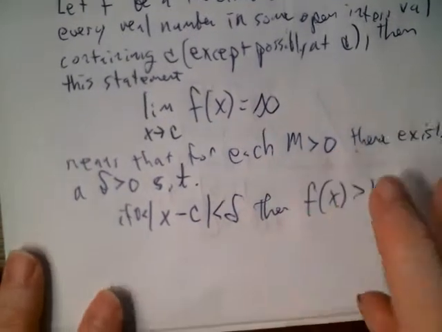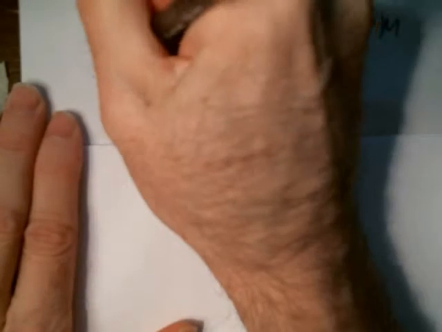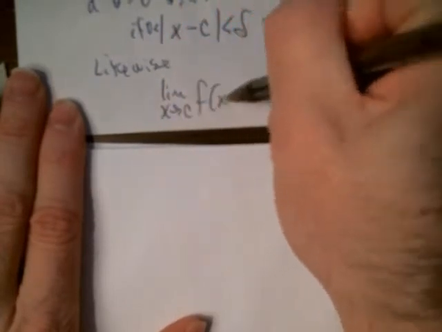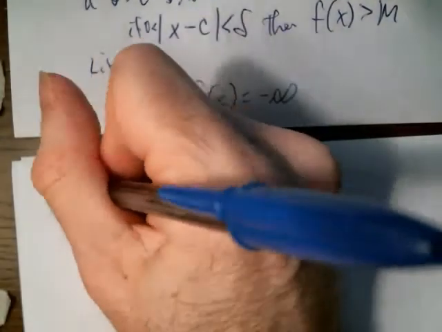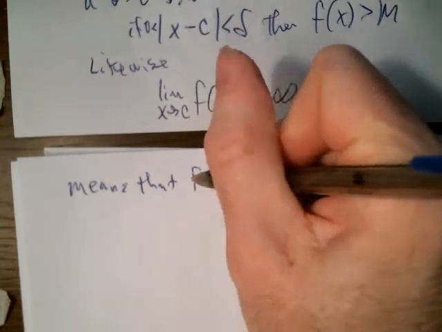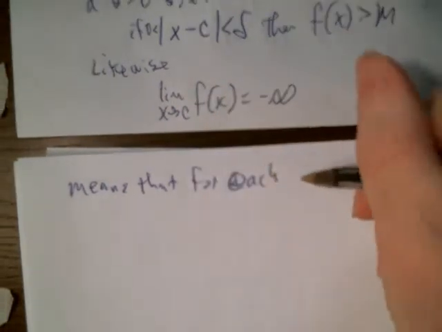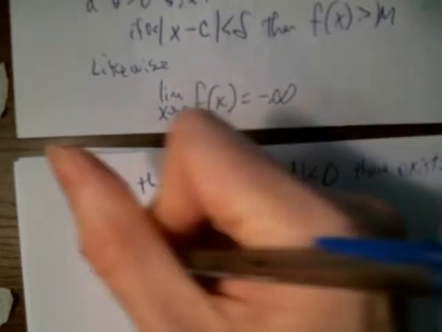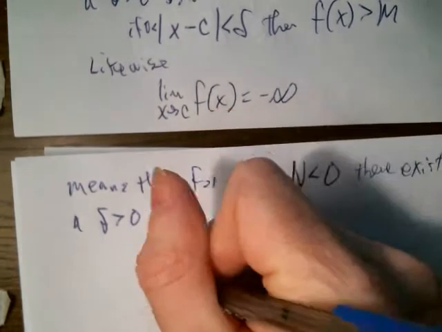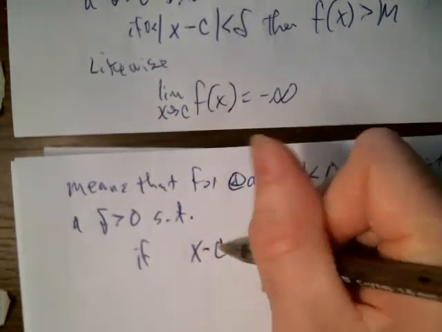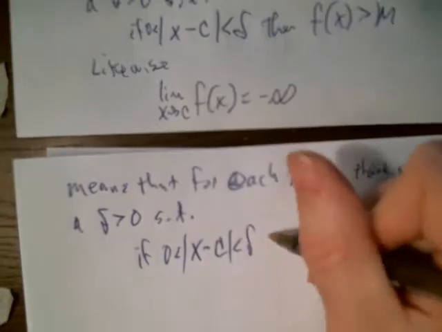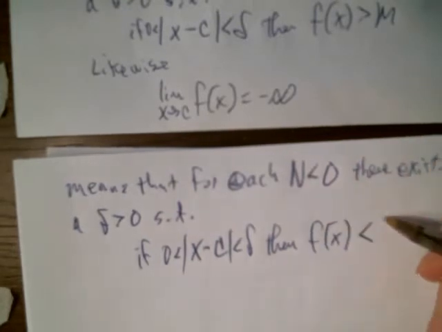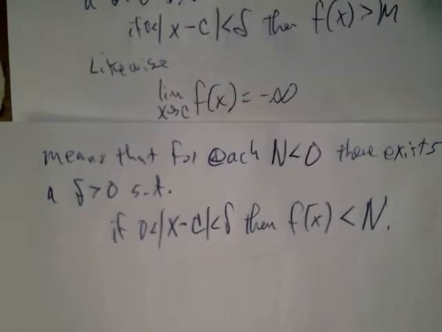Likewise, the statement with negative infinity in it. The limit as x goes to c of f of x equals negative infinity means that for each N less than 0 that you can conjure, there'll exist a delta greater than 0 such that if your x value is within a delta distance of c, then your function value will be less than that N value that was given. Okay.